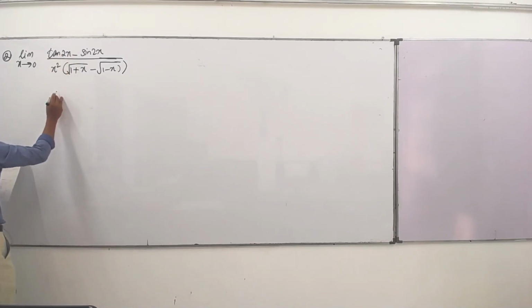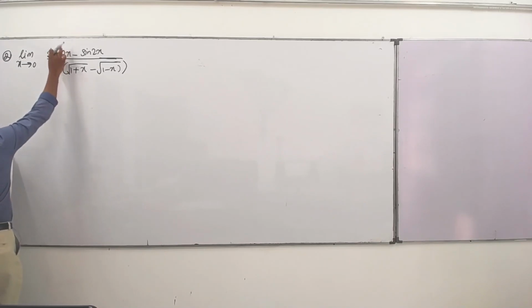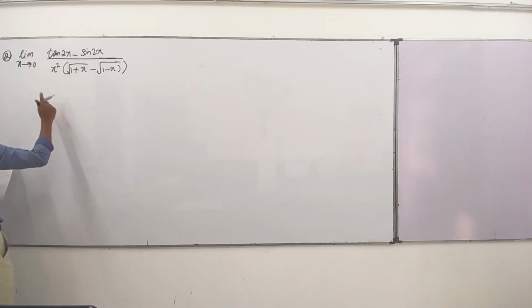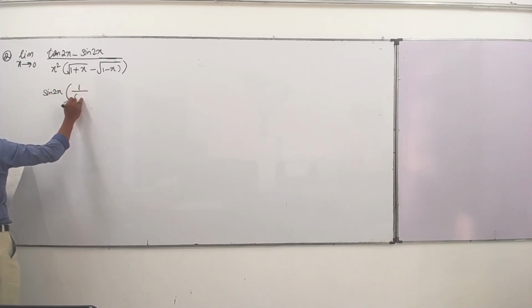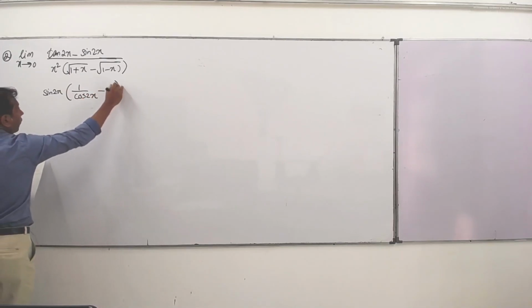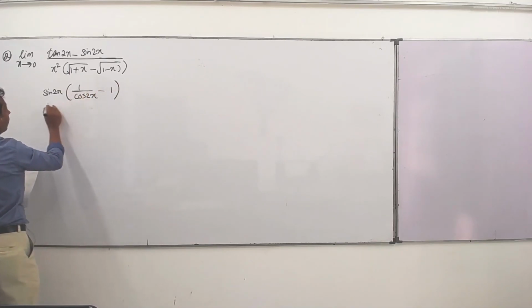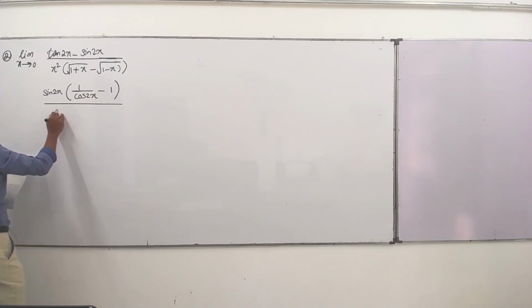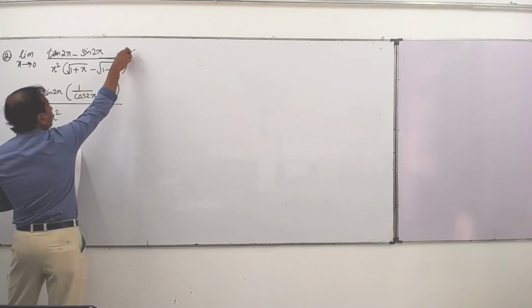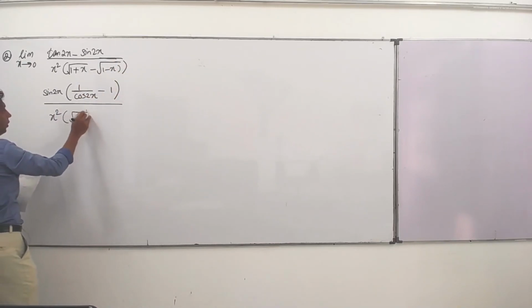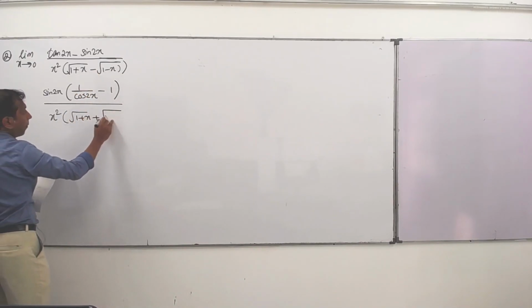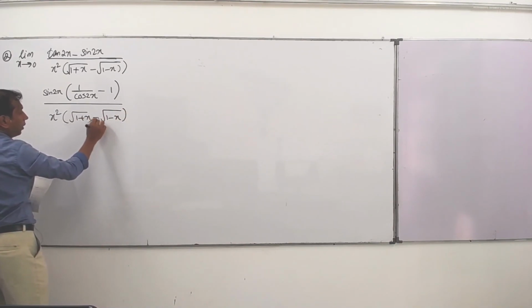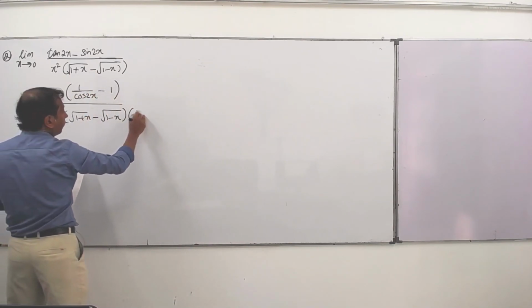This tan 2x we can write as, tan means sin by cos, sin 2x divided by cos 2x. That sin 2x we take out from here and here. Then we get 1 over cos 2x minus 1. And by the conjugate of this we multiply numerator and denominator both. Conjugate of this means changing this to plus sign, no? So here we get minus, by plus sign we multiply, right?